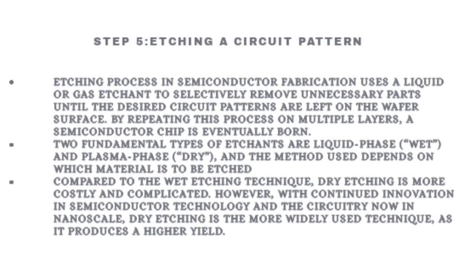Two fundamental types of etchants are liquid phase, which we call wet, and plasma phase, which we call dry. The method used depends on which material is to be etched. Compared to the wet etching technique, dry etching is more costly and complicated. However, with continued innovation in semiconductor technology and the circuitry now at nanoscale, dry etching is the more widely used technique as it produces a higher yield.